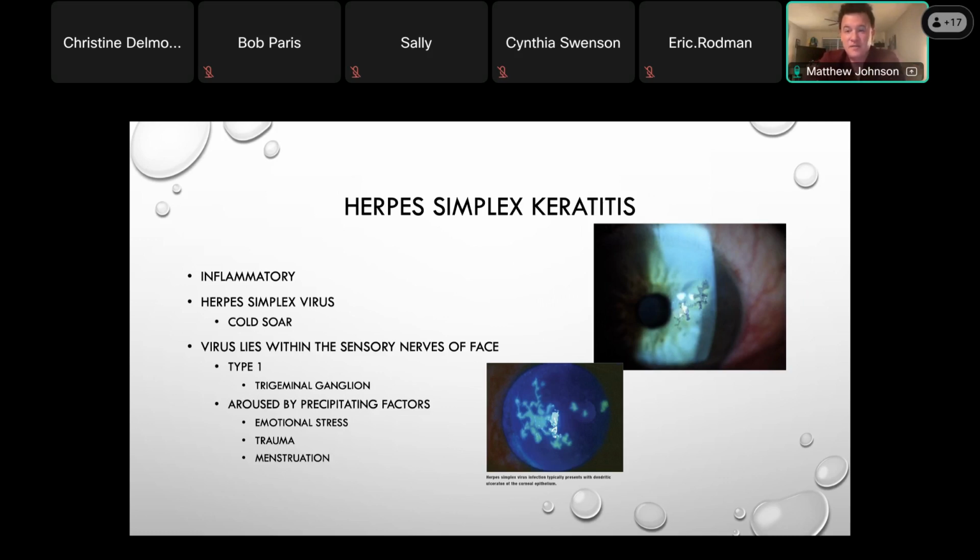And so this virus goes dormant in what's called the trigeminal ganglion. This is the fifth cranial nerve that innervates the cornea and the facial structures, and it just lays dormant. And then it can rouse its nasty head from emotional stress, trauma, or menstruation. So yes, it can happen on your lips, which is the most common area, but like I had today, it can happen right on the eyeball. And let me tell you, just like a cold sore is painful on your lips, it's even more painful on the eye.